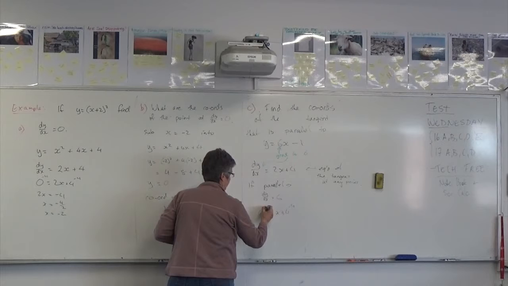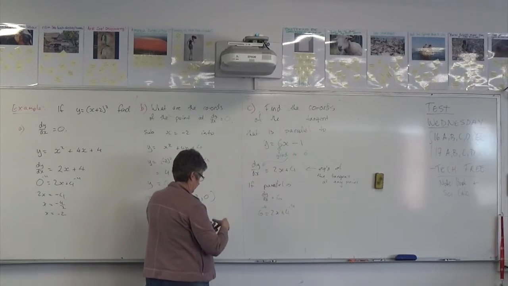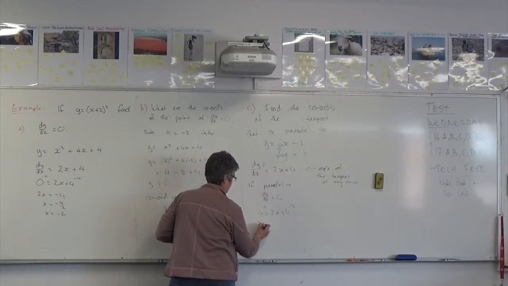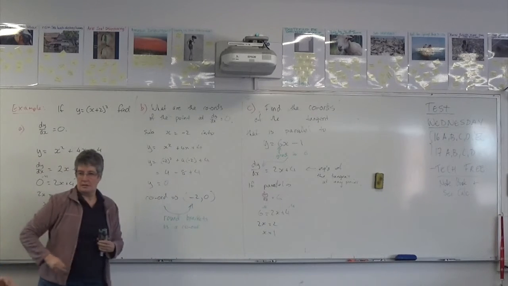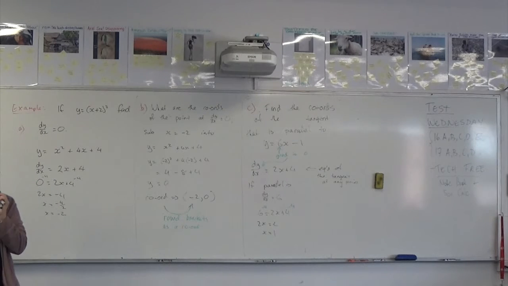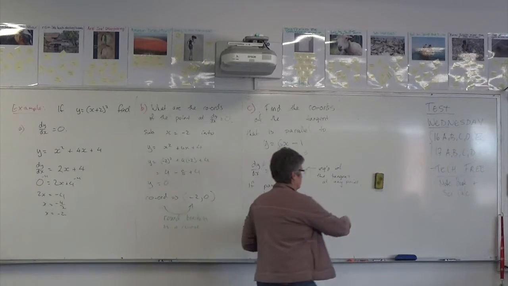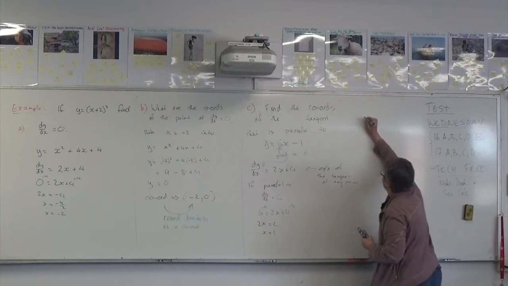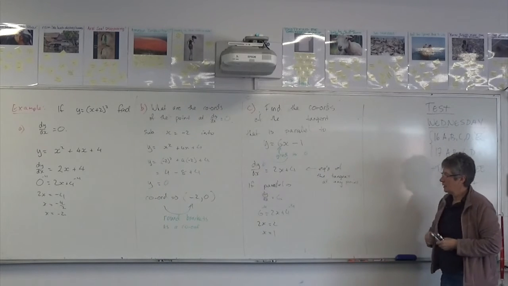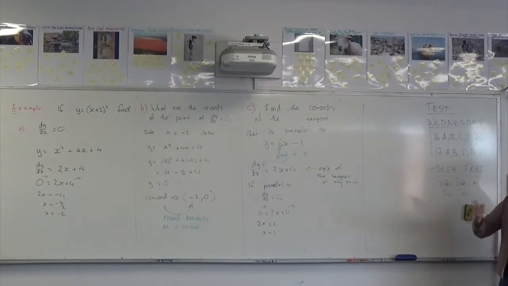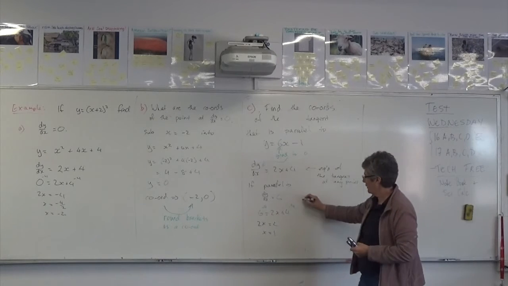So if I minus 4 from both sides, I've got my x value. Have I finished? No. I've got to find the y coordinate. So how do I find the y?